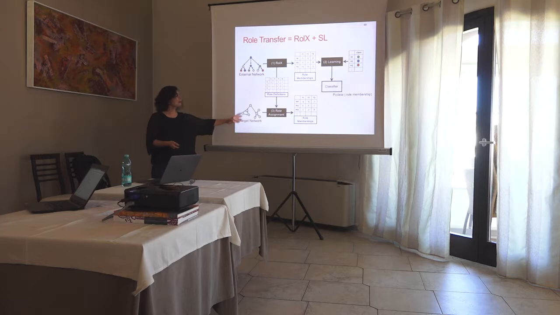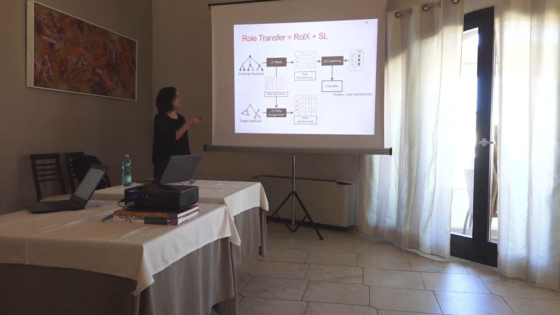And so how can I map this network into the same role space? Well, it's relatively easy. I have my role definition, so I know these features. I can extract them from this network. So now I have the node by feature matrix for this network based on these features. I have the role definitions.